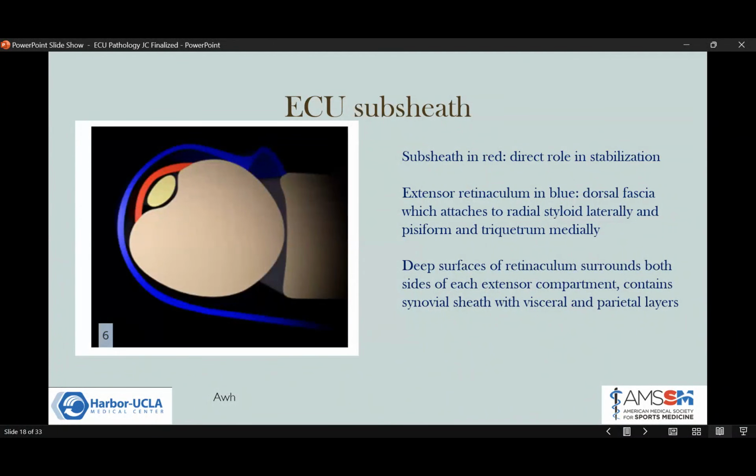This is another diagram which shows the ECU tendon being held in place by the subsheath. Again, this plays a direct role in stabilizing the tendon. And the extensor retinaculum is placed in blue. It's the dorsal fascia attaching to the radial styloid laterally and the pisiform and triquetrum medially. The deep surface of the retinaculum surrounds both sides of each of the 6 extensor compartments and contains a synovial sheath with visceral and parietal layers surrounding each of those compartments.